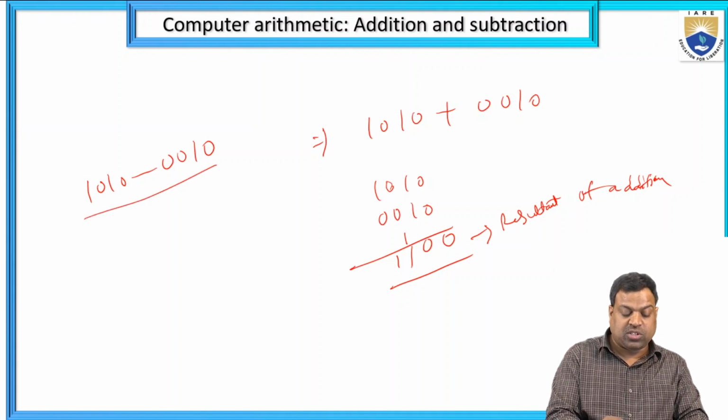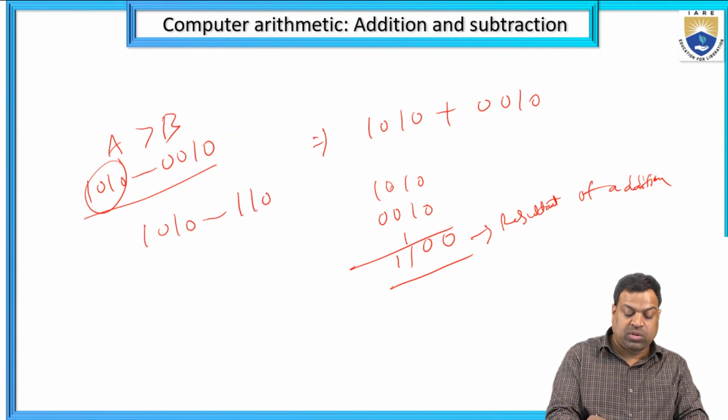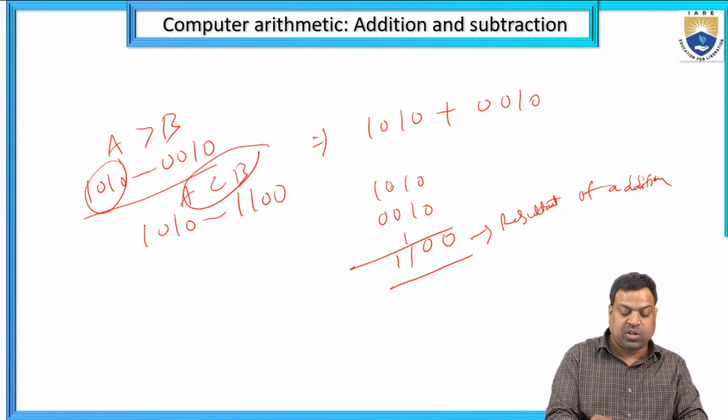So it is a subtraction value. It is A greater than B. But now I have to do 1 0 1 0 minus 1 1 0 0. Here A is less than B. So for these conditions, what do I have to do? We are going for the ones complement for this one.